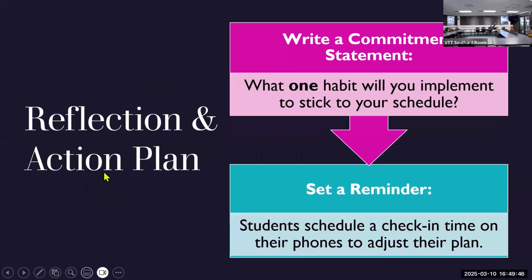Okay, so for those of you online, definitely do this. I know it seems kind of silly, but what is one habit you want to implement to stick to your schedule?